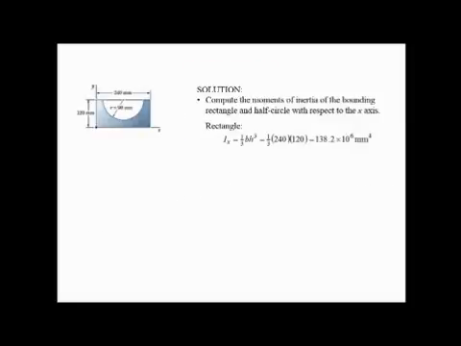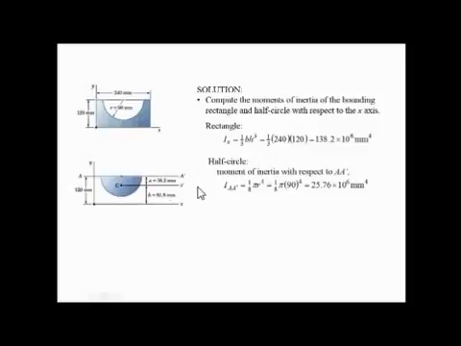So we need to compute the moment of inertia of this rectangle. In the previous video we have seen how to calculate the moment of inertia of a rectangle, and the value came to be 1 by 3 bh cube. Just putting the values in 1 by 3 bh cube, we get Ix, that is the moment of inertia with respect to x-axis of this rectangle, as 138.2 into 10 to the power 6.